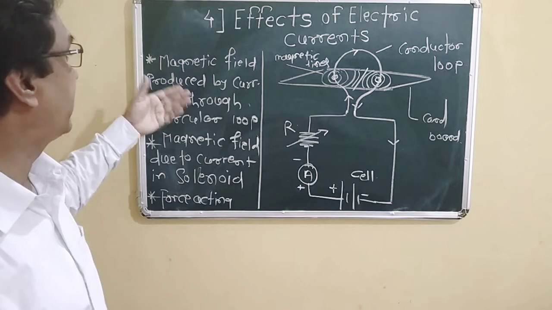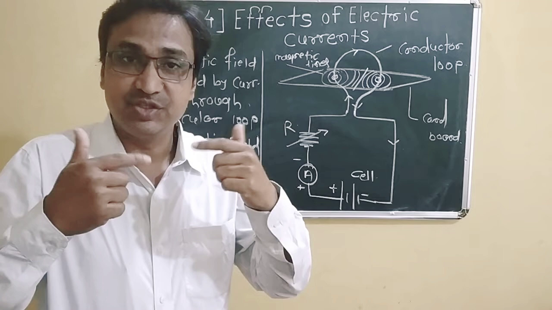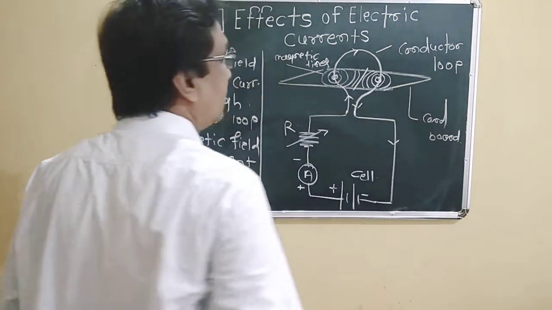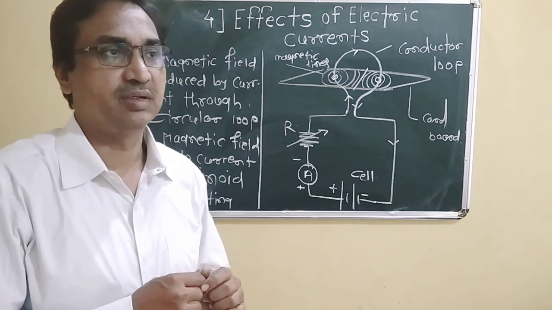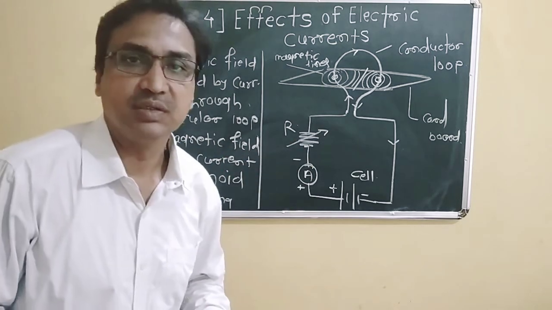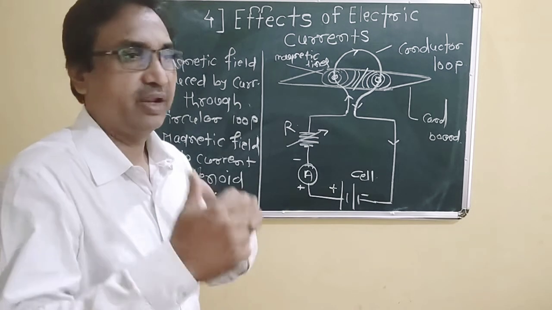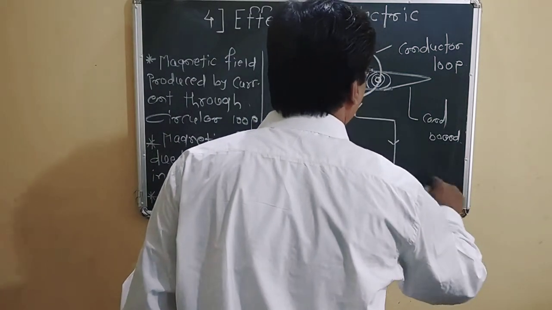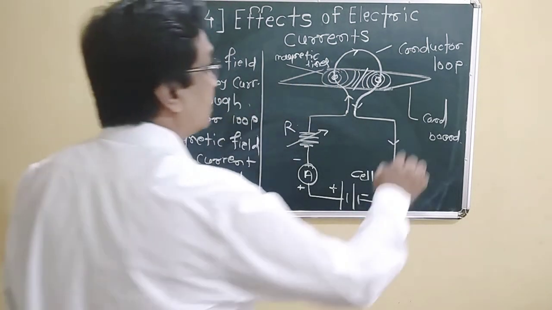The first one, the magnetic field produced by the current. The magnetic field is produced by the current when it is passing through the circular loop. We have already seen that when the current is passed in a straight conductor, a magnetic field is produced around the current carrying conductor. Here is a circular loop. Instead of a straight conductor, we use a circular conductor, a conductor loop.